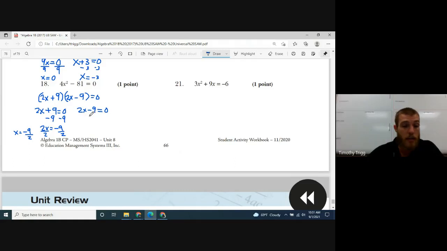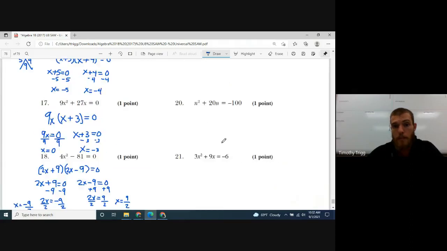Same thing, same idea here. To get x by itself, we add 9 both sides. So that'll give us 2x equals 9. Then divide by 2 both sides. So that'll give us x is +9/2. So those are your two x-intercepts, or the two roots. Same thing.